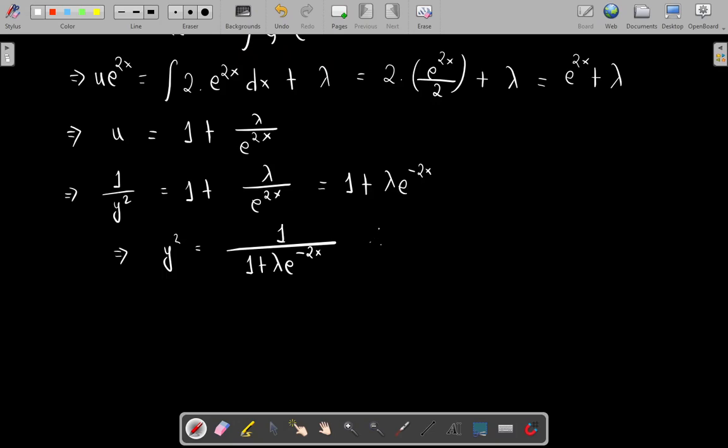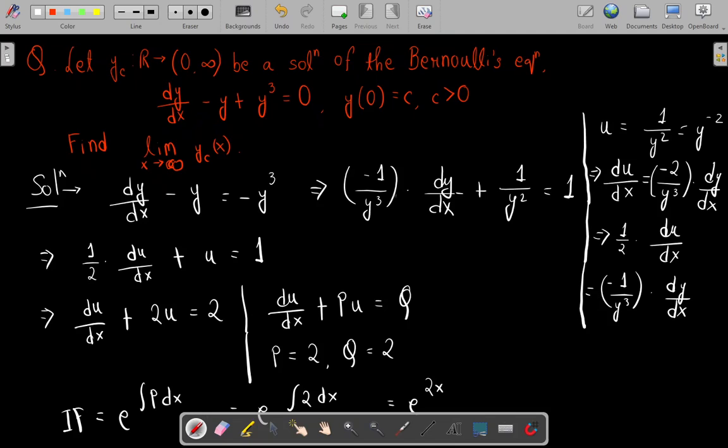Okay, so from here we get y of x. Y is a function of x. In the right hand side we see we have x here, so y is a function of x, so y(x) will be the square root of 1 is 1, so we can just write the square root in that denominator: 1 plus lambda e raised to the power minus 2x. Okay, so now let's look at the initial condition.